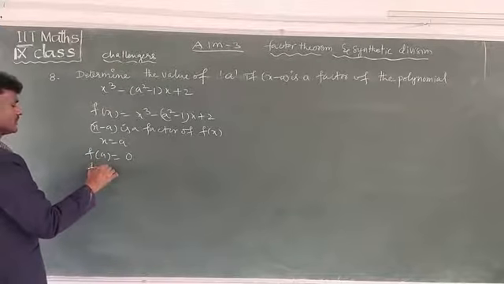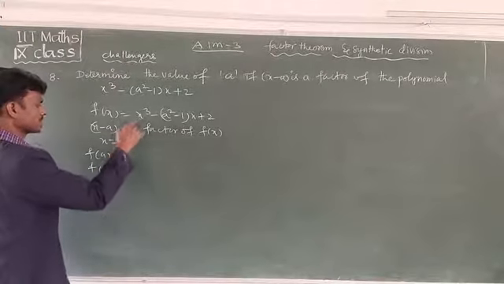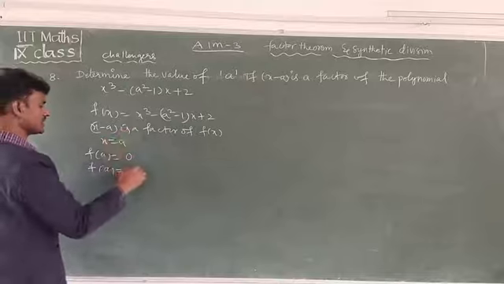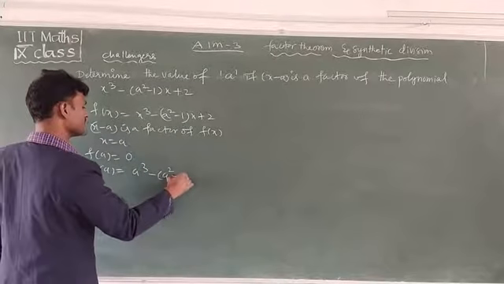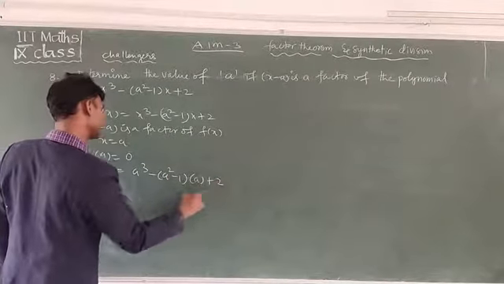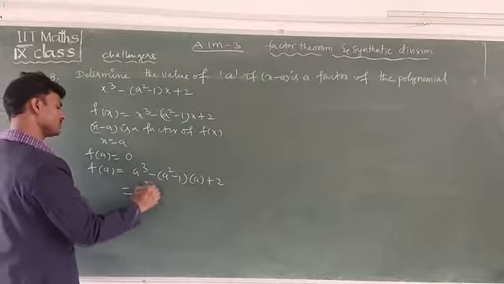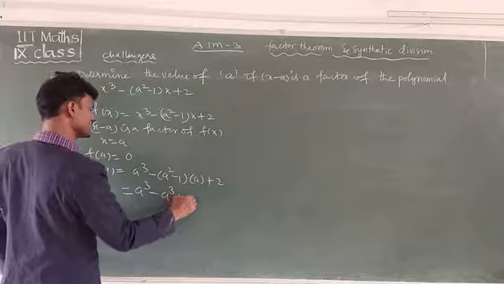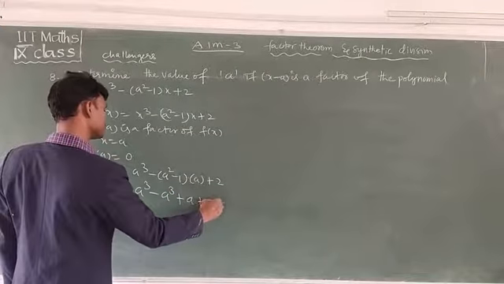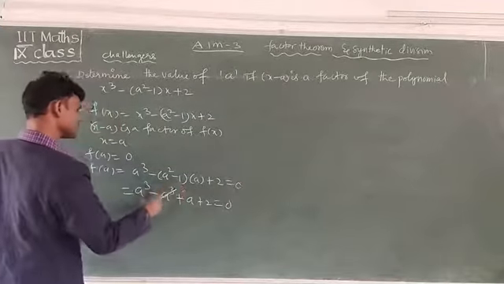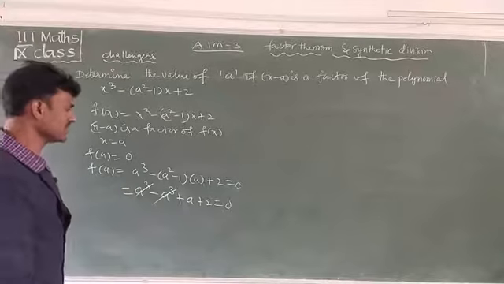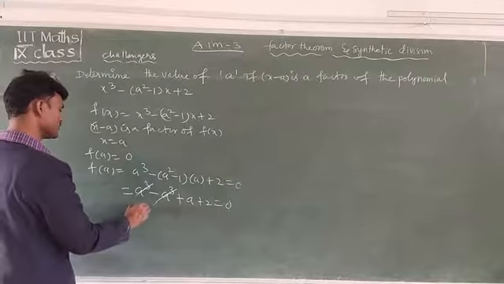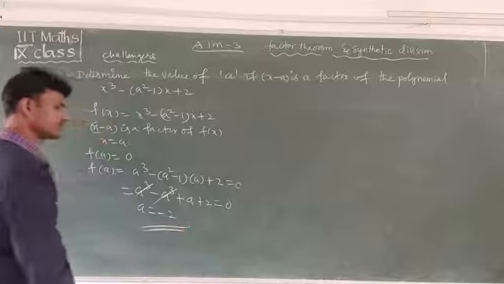Then f of a is equal to, instead of x you can write a, then a cube minus a square minus 1 into a plus 2. Now a cube minus a into a square is a cube, minus into minus is plus, a into 1 is a, plus 2 is equal to 0. Now a cube minus a cube cancel, then a plus 2 is equal to 0, a is equal to minus 2. Note down.